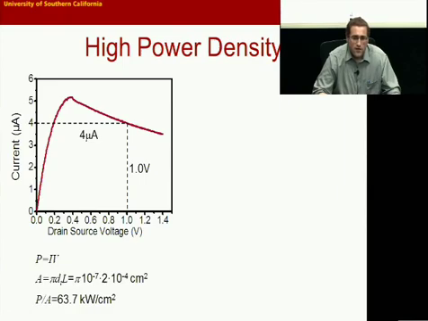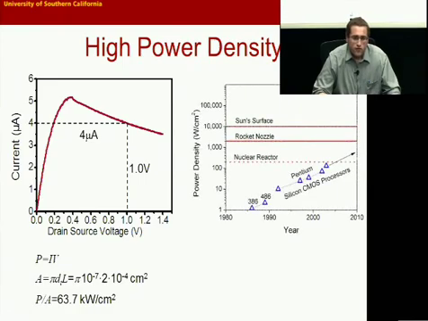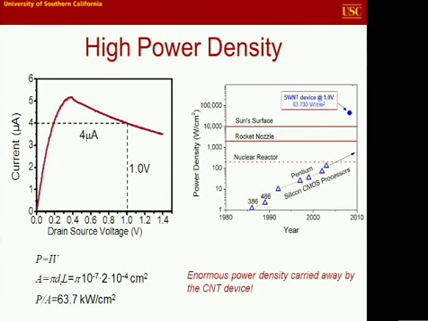Let's put this in perspective to something we actually know. And you can see here nanotubes are way up there, they're much higher than the sun's surface or the rocket nozzle. So there's enormous power being dissipated in this nanotube. And this is one of the things our devices actually compete with CMOS technology.